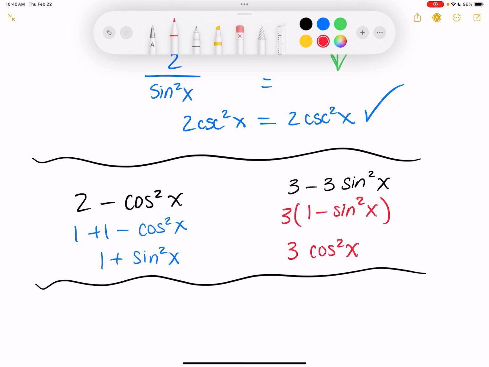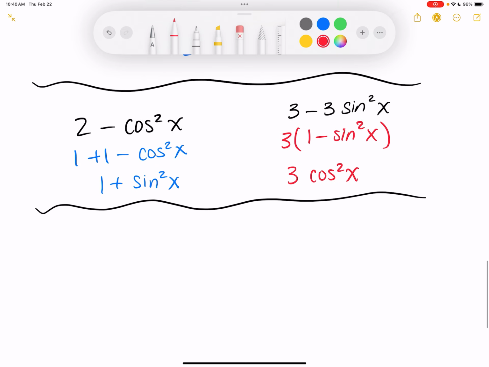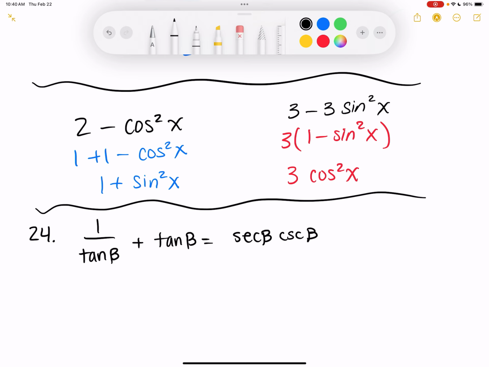Let's see. Number 24: 1 over the tangent of beta plus the tangent of beta equals the secant of beta cosecant of beta. Now again, when you're doing these problems, if you want to change them to x's or thetas or alphas, whatever you're feeling, that's fine. But that's how this problem was written.